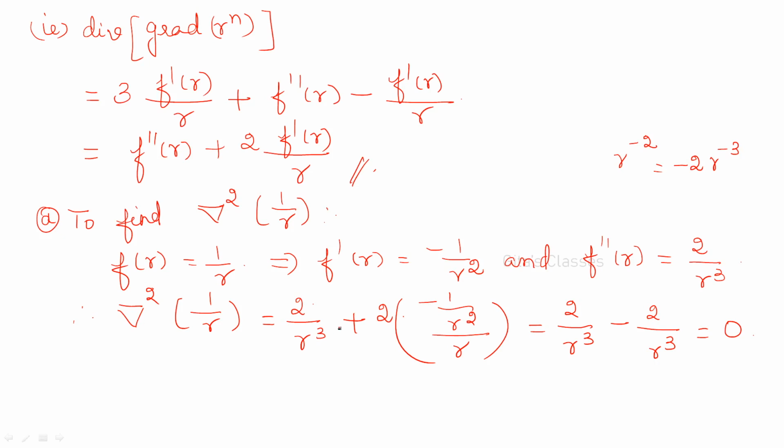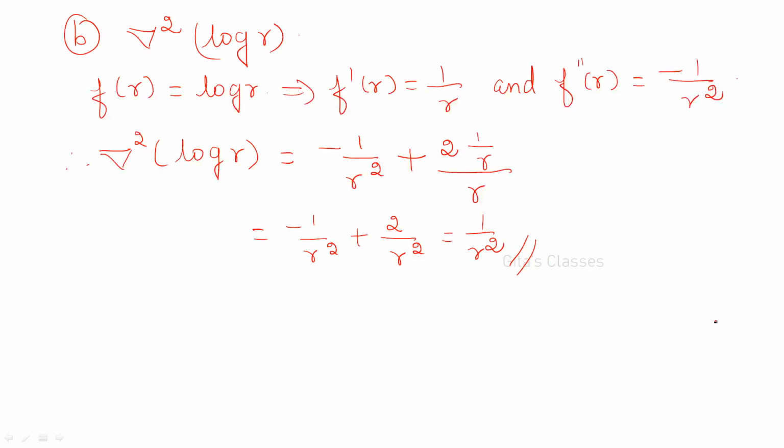So similarly, now you have to just substitute in this. Del squared of 1 by r is f double dash of r. f double dash of r is what? 2 by r cube, plus 2 into f dash of r. f dash of r is minus 1 by r squared, divided by r. So 2 by r cube minus 2 by r cube, that is 0. Okay. Similarly, for log r also, you can find out f dash of r and f double dash of r. Just substitute, you will get this answer.